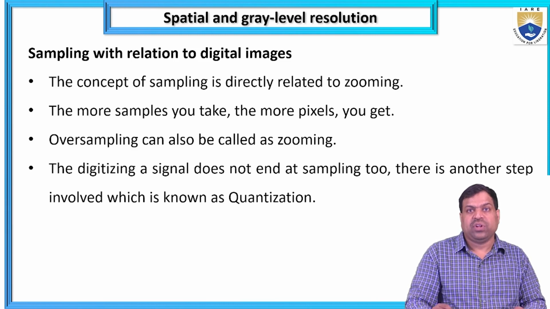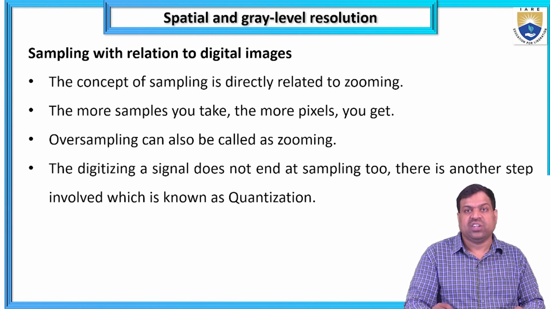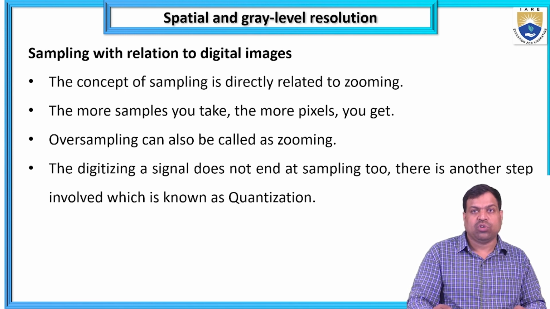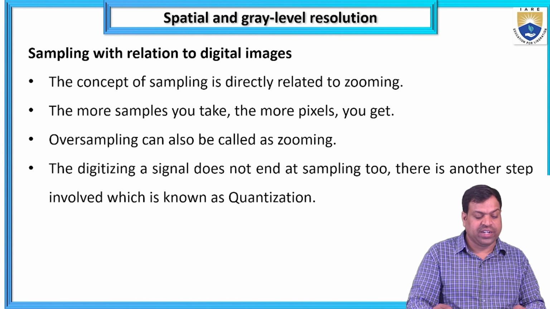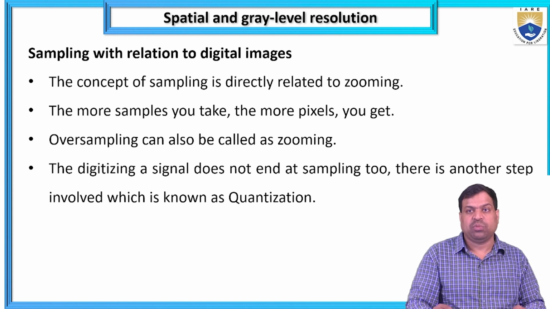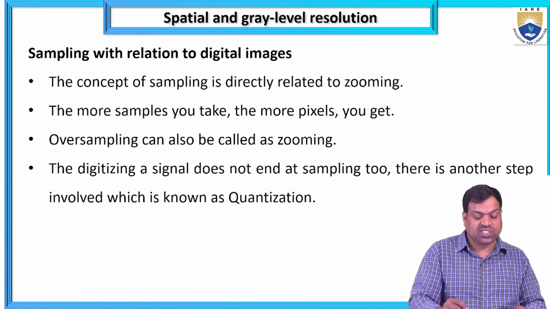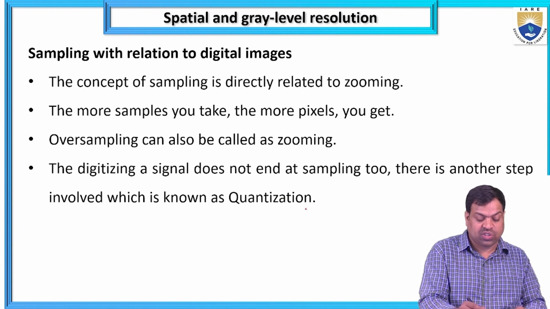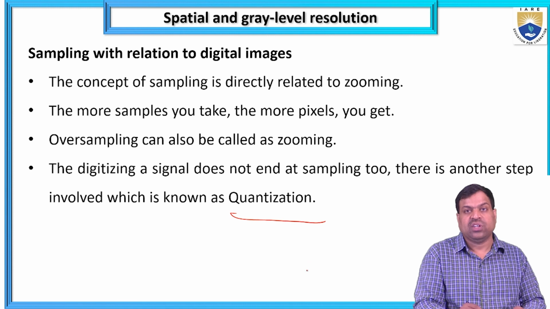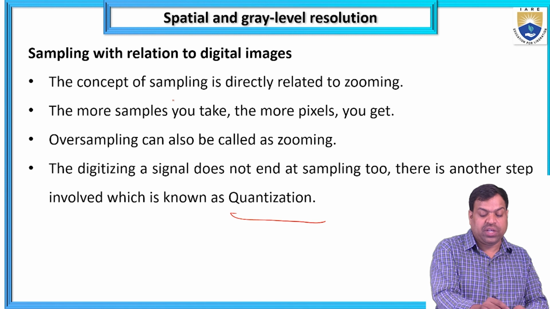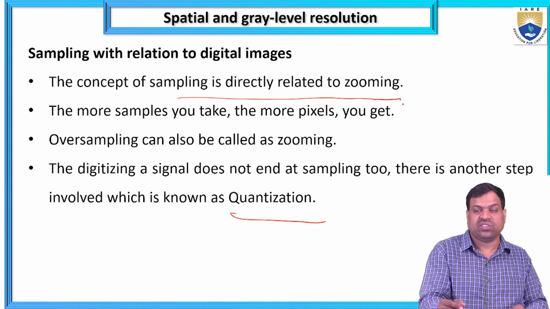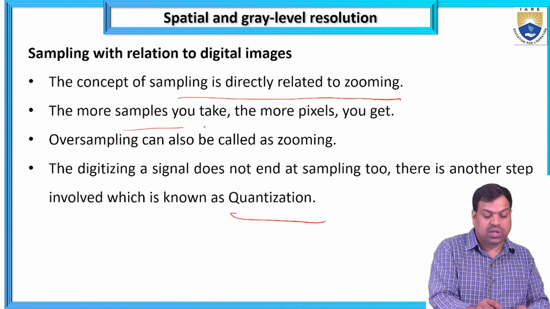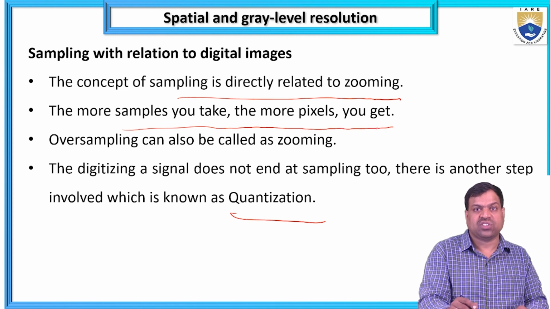Now, sampling in relation to digital images. The concept of sampling is directly related to zooming. The more samples you take, the more pixels we will get. So oversampling can also be called zooming. The digitization of a signal does not end at sampling. There is another step involved, which is known as quantization. The number of samples also depends on the quantization process. So sampling is directly related to zooming. What is zooming? We will discuss. The more samples you take, the more pixels we will get.